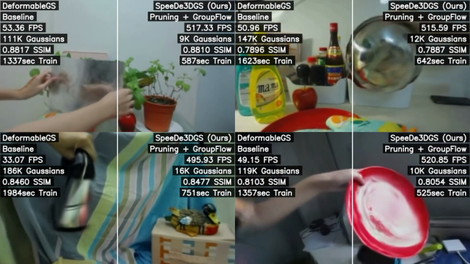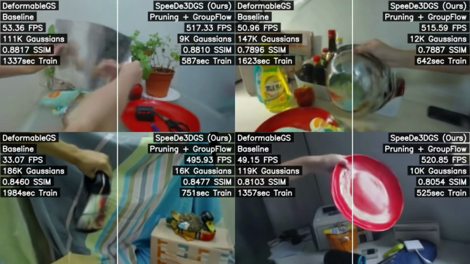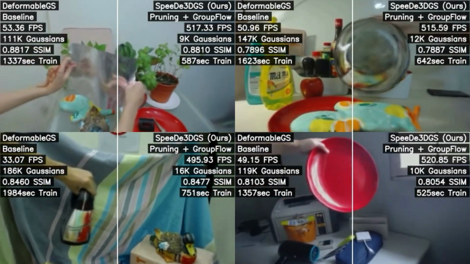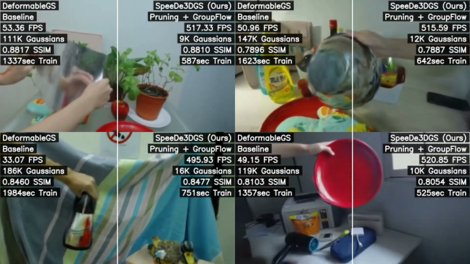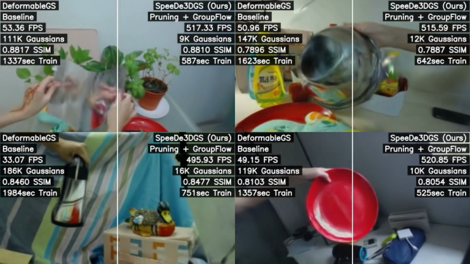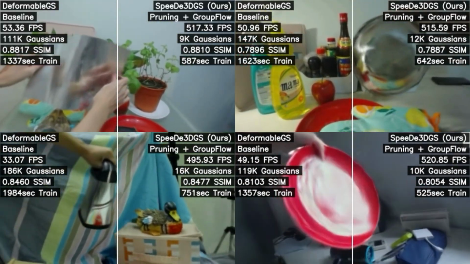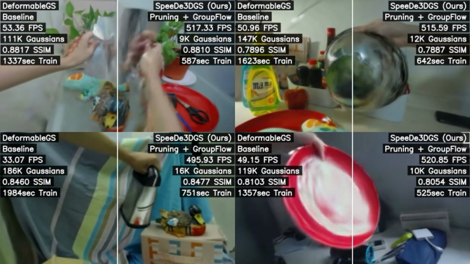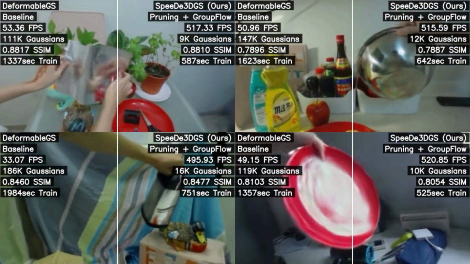Furthermore, it maintains perceptual quality despite using over 11 times fewer Gaussians and replacing expensive per-Gaussian neural deformations with efficient groupwise SE3 transformations. In the Bell scene on the bottom left, notice that adding GroupFlow retains the floater removal capability of TSS while accelerating rendering speed to 15 times faster than the original deformable Gaussian splatting model.